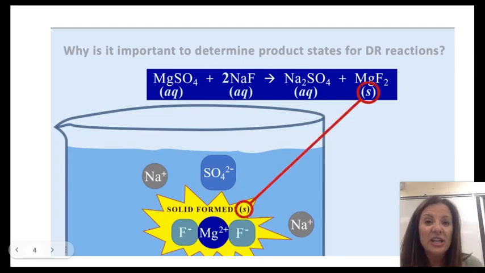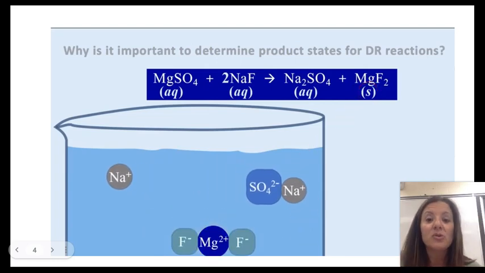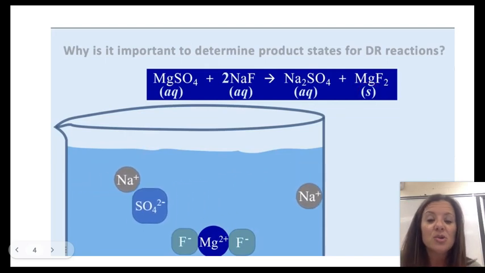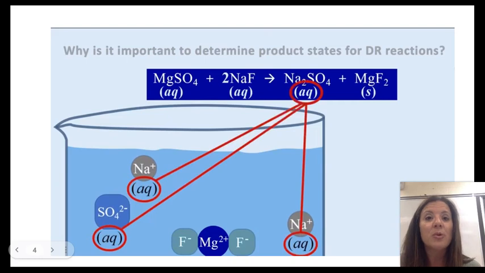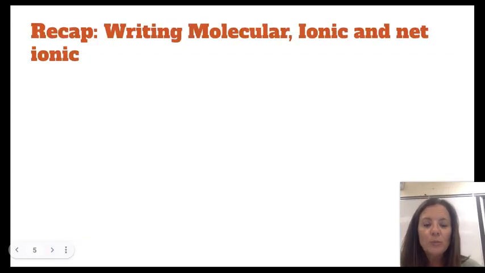So that solid gelatinous material will start to form and it'll settle towards the bottom of the container. The sodium sulfate, however, remains aqueous. So that means it stays dissolved in solution.